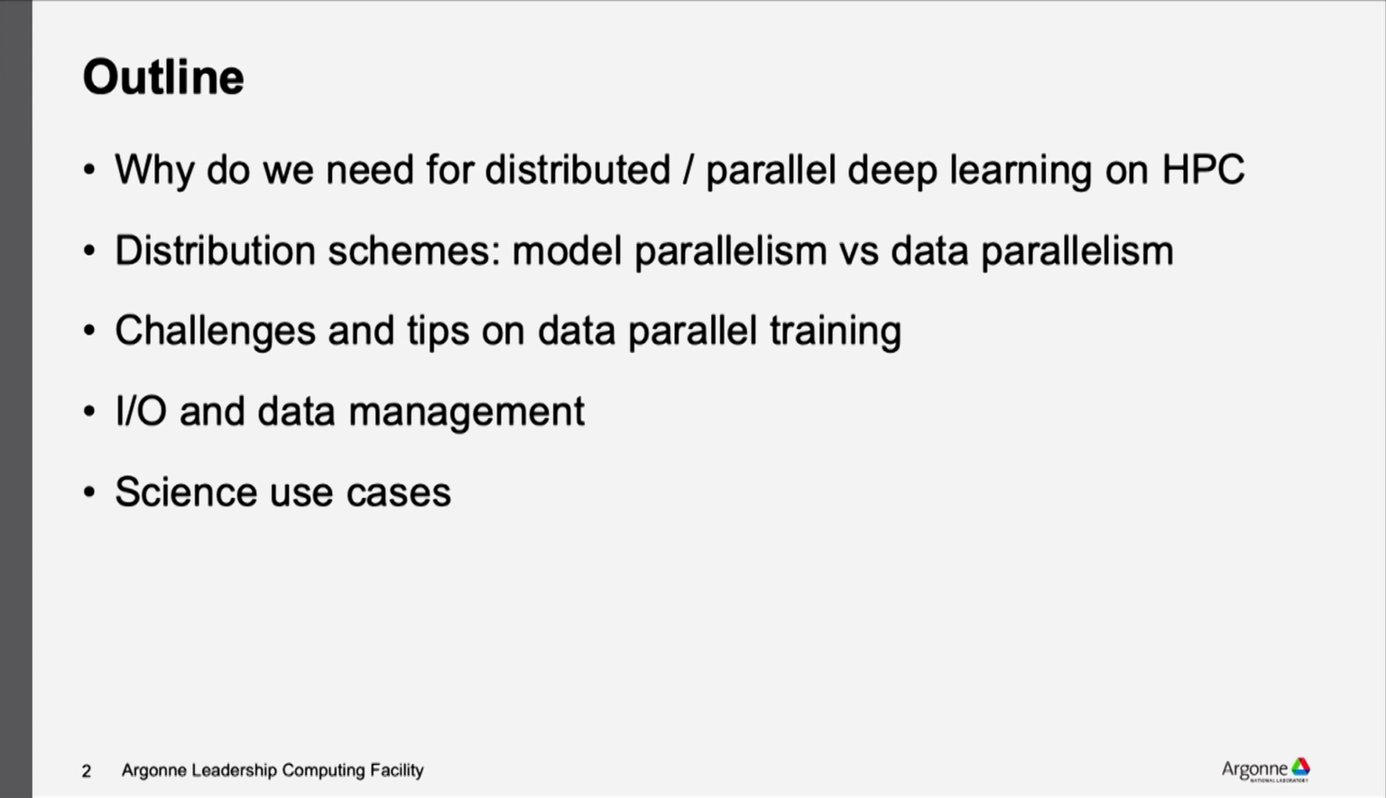And then I will talk about the challenges and tips for data parallel training. After that, I will talk about I/O and data management. Typically people don't talk too much about this, but I envision that this will become an important problem as we have more and more datasets. And at the end, I will present several use cases, mostly from my colleagues at Argonne.